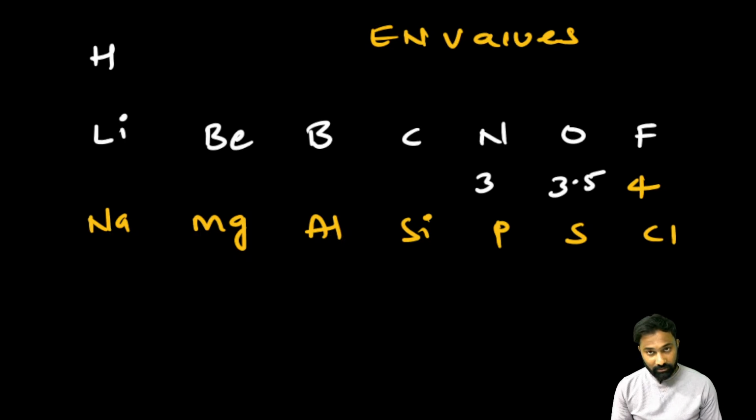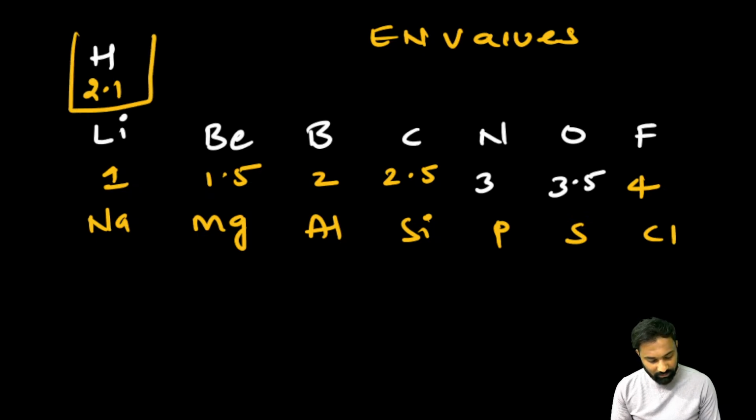Nitrogen will be 3. Then next, carbon will be 2.5, boron will be 2, beryllium will be 1.5, lithium will be 1, and hydrogen has an exceptional electronegativity value of 2.1. Then next, for sodium, from lithium to sodium, top to bottom, what happens? Electronegativity decreases. Now here it decreases by 0.1. Now from here to here you increase by 0.3. Then it will be 1.2.